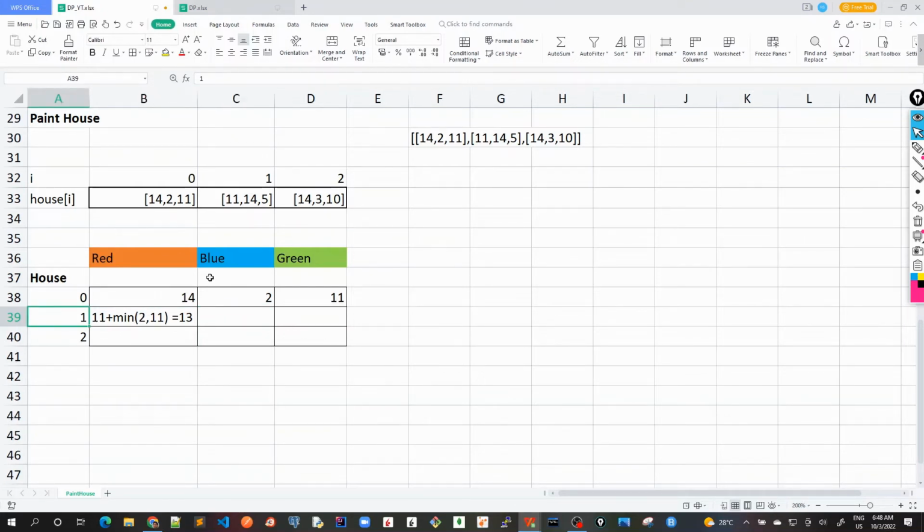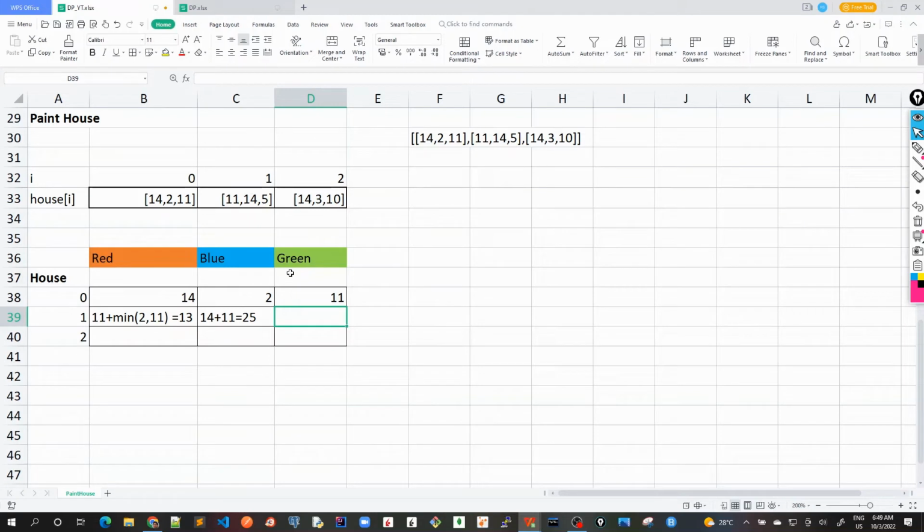So if I'm painting this first house with blue, right, it means that we have either painted the first house with red or green. It can't be blue here. We can't choose blue here. And the cost for painting the first house with blue is 14. So again, the same formula, 14 plus minimum of green or red, which is 11. And this gives me 25, right? So what it means is that if for this cell I paint the first house with blue, then the zeroth house would have been painted with green only. So green and then blue. And at this point, the minimum cost would be 25.